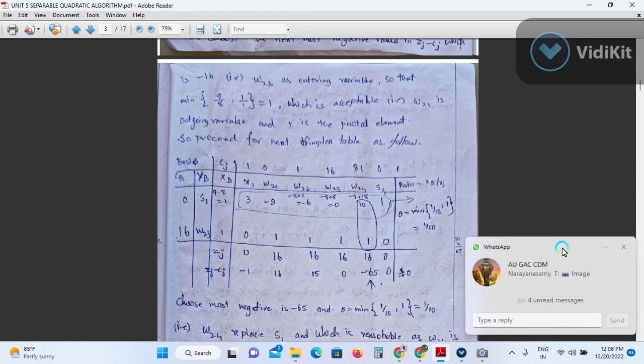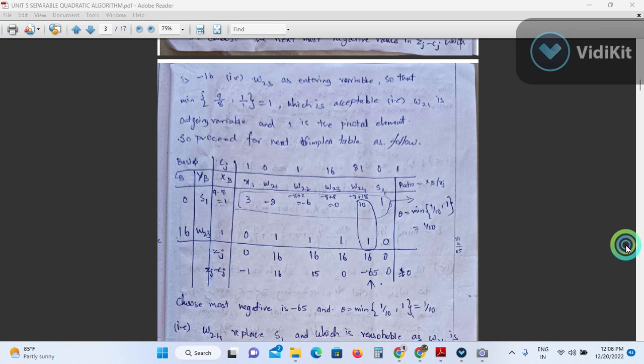So here we can observe that W21 is replaced by W23, right? And this entry became 0, right? The same operation goes for the entire row. So you will get the new simplex table. Now again, we have to continue the same way, right?